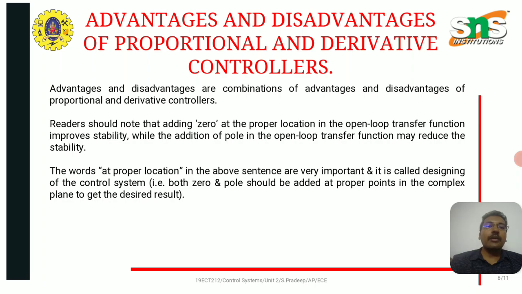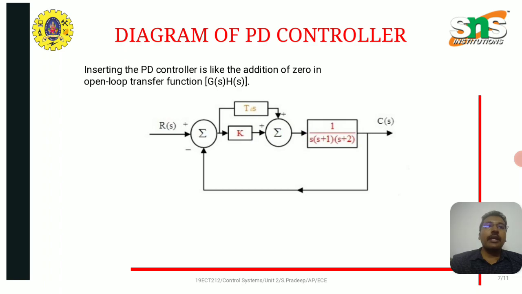The words "at proper location" in the above sentence are very important, and it is called designing of the control system. That is, both 0 and pole should be added at proper points in the complex plane to get the desired result. Diagram of PD controller. Inserting the PD controller is like the addition of 0 in open loop transfer function G of s H of s.